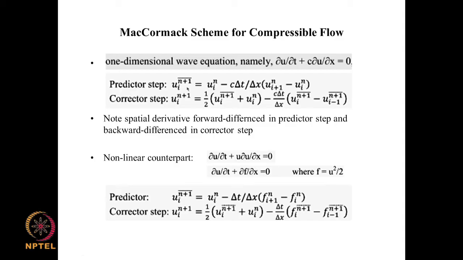And the other thing is that in this 1D case we evaluate all the i values at n plus 1 bar, and then use those values here in order to evaluate the corrector step. So, this is the old value, this is the new value at i, and these are the new provisional values of u at n plus 1 for i and i minus 1.